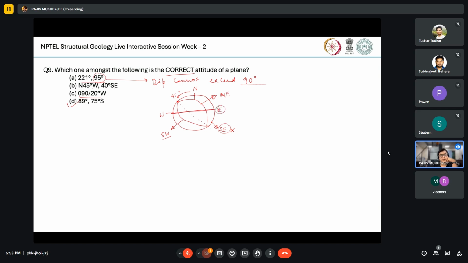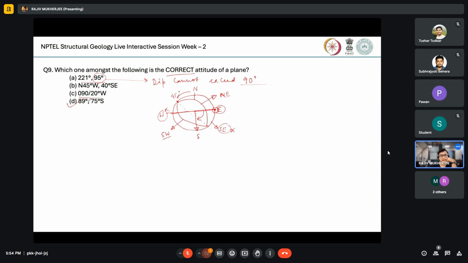So one end of the strike is 090. The dip direction has to be 90 degrees from the strike line, right? So if 090 is the strike we are given, according to the right hand rule, the dip direction should be south, but not west. So following that, option C is also wrong.